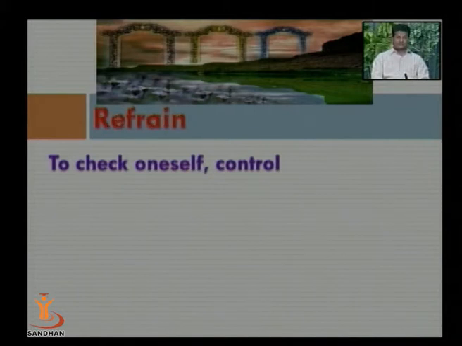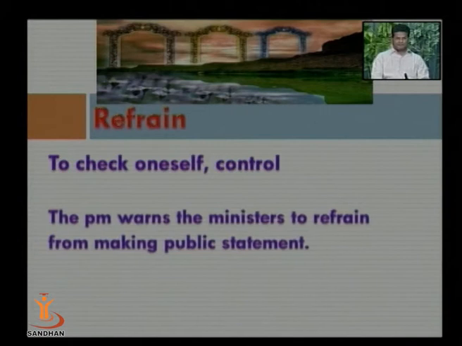Refrain has almost the same meaning. The word is entirely different. First was abstain. This is refrain. To check oneself, to control. Control to do something. To keep away oneself from the action or work. Prime Minister wants the ministers to refrain from making public statements. Refrain, to keep away, to control. Here the Prime Minister wants his ministers not to make public statements.